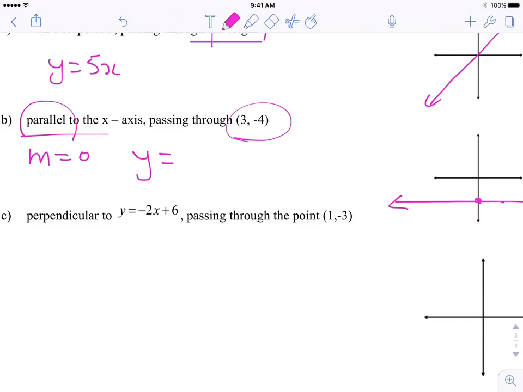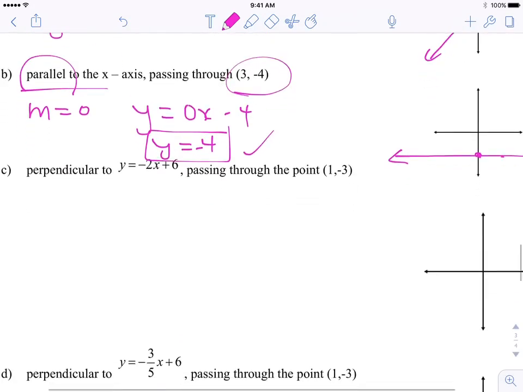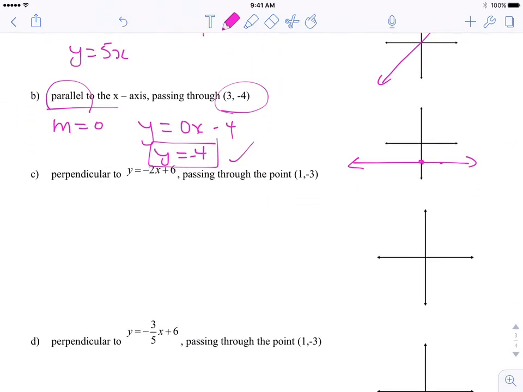Or you could sub in 0 for the slope, say 0x, and it passes through negative 4 on the y-axis, and 0 times x is 0, so the equation is y equals negative 4. That's the equation. If a line is perpendicular to this one, well, the current slope is negative 2.